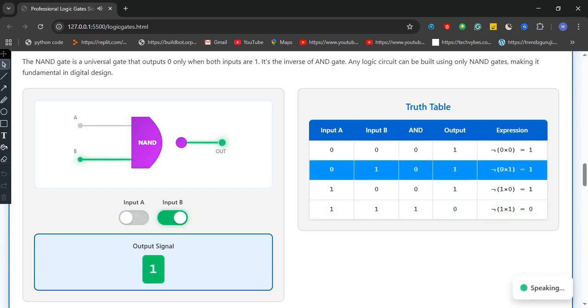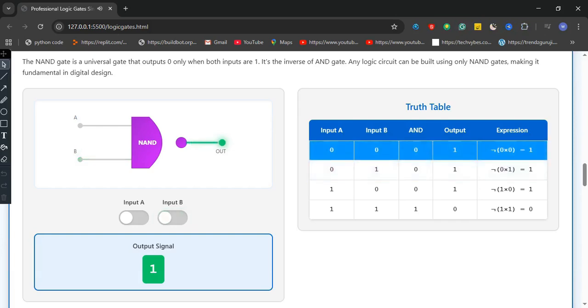NAND gate input A is set to low. Not both inputs are high, so NAND gate output is high. NAND gate input B set to low. Not both inputs are high, so NAND gate output is high.